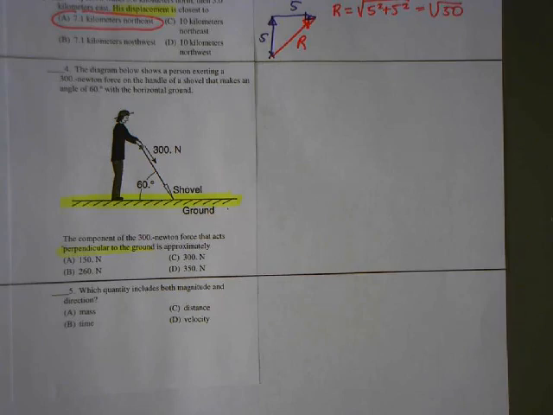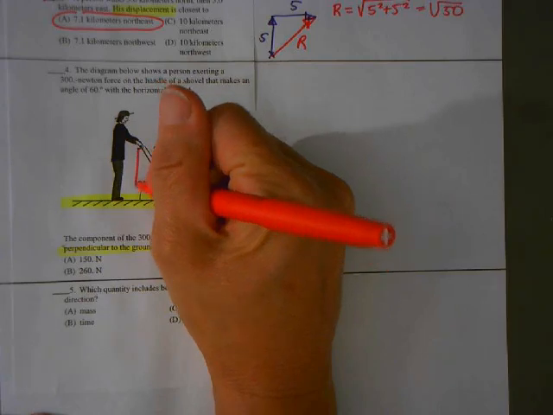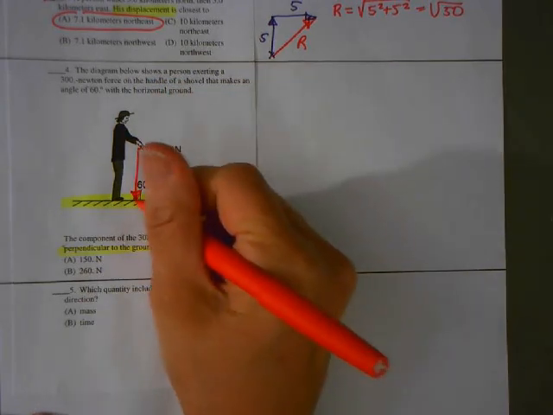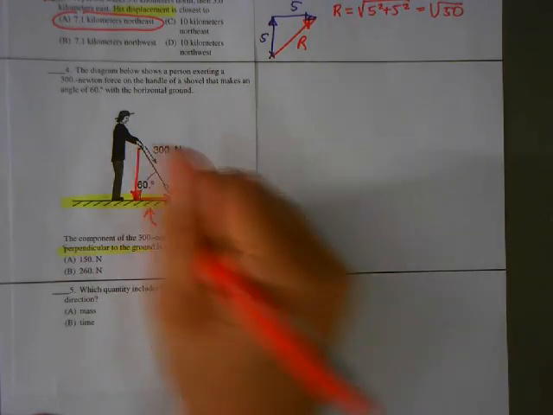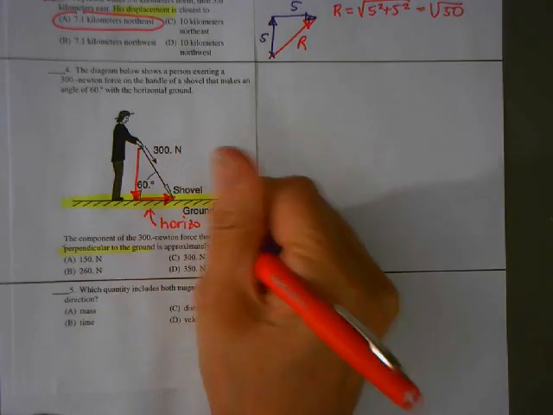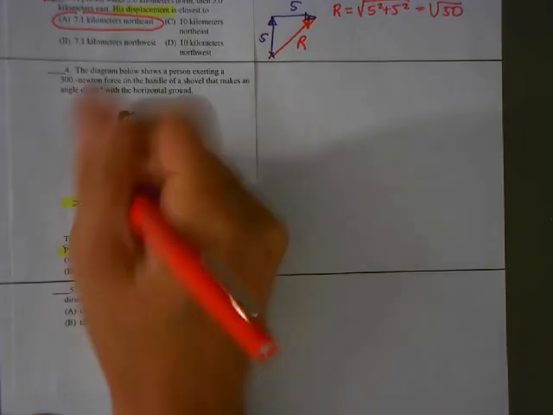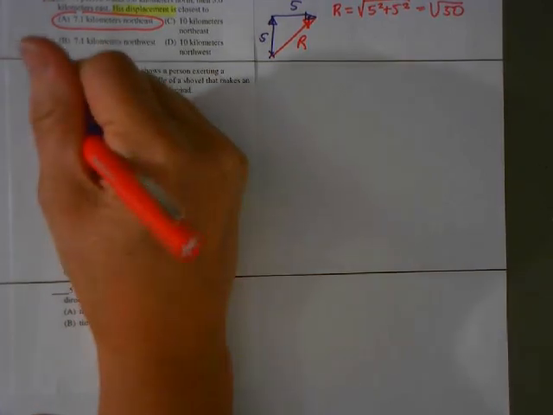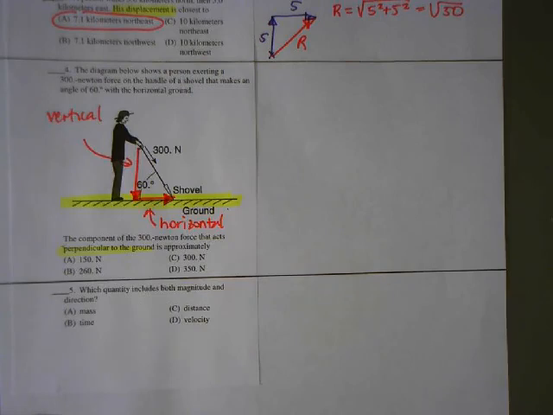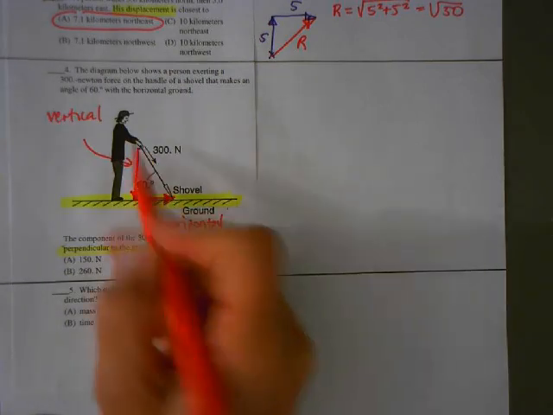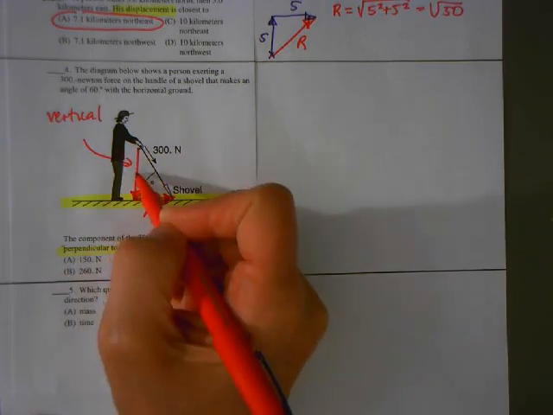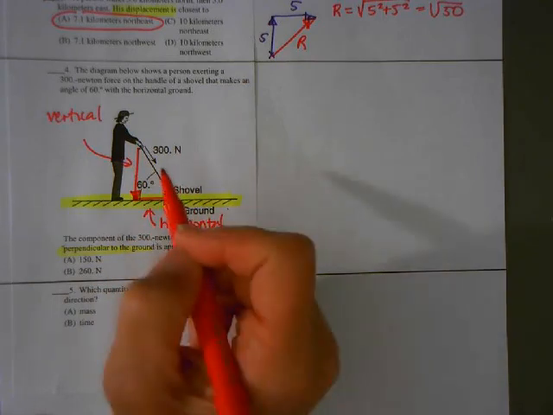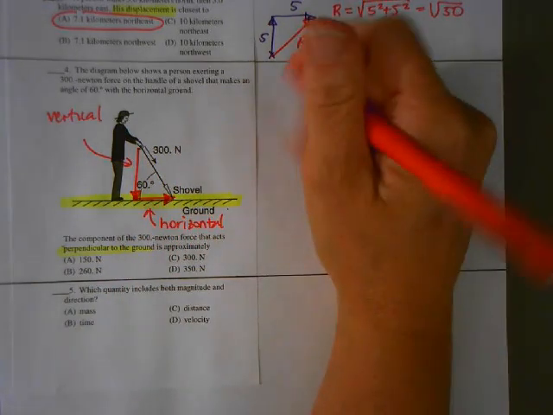And when I look at my components, this was practice B. This is where I'm starting. So I'm going to go like this. And then from the head of that vector, I do the tail of the other. So this is my horizontal component. And this is my vertical component. And I see that my vertical component, the one that's perpendicular to the ground, is this one here. Okay. So if I look at my right triangle, let me just draw it to the side.